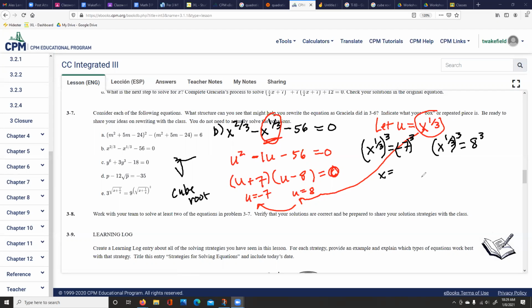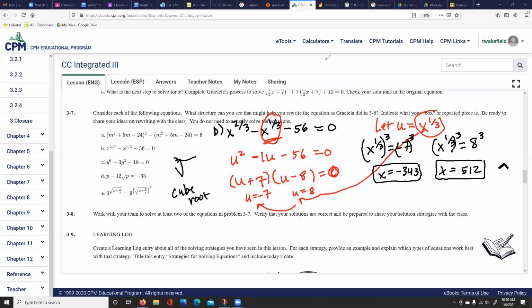-7 to the 3rd is, get our calculators, -343. Right? So -7 times -7 times -7 is -343. Okay. And then when I do this, I'm going to get x equals 8 to the 3rd. 8 times 8 times 8 is 512. Okay, so right now we're just using the exponent button, but in a second I'm going to show you how to use a cube root button for the next problem. Okay, so that one is, all right, that one's done.